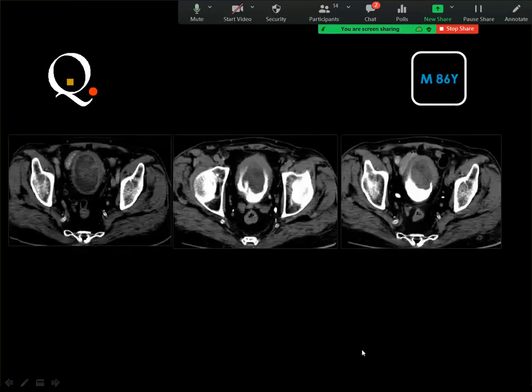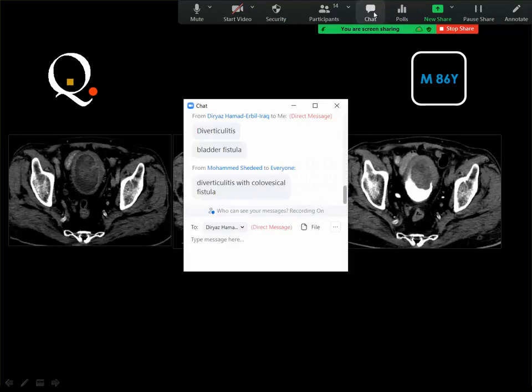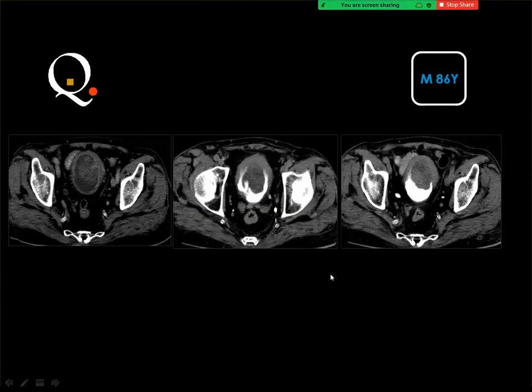The second case. Yes, transitional cell carcinoma, okay. And you got diffuse non-uniform thickening of the urinary bladder, as well as an intravesical polypoid mass.